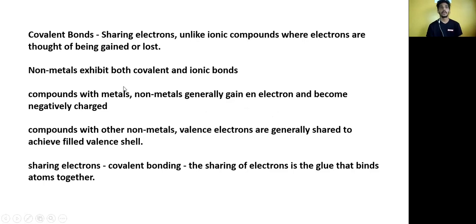Now, covalent bond is the sharing of electrons, unlike ionic compounds where electrons are thought of as being gained or lost. We understand covalent bonding as sharing, so there is an exchange of electrons among the atoms of the bond. In compounds with metals, non-metals generally gain an electron and become negatively charged. In compounds with other non-metals, valence electrons are generally shared to achieve a filled valence shell. Covalent bonding, the sharing of electrons, is the glue that binds atoms together. This is how we have to interpret.